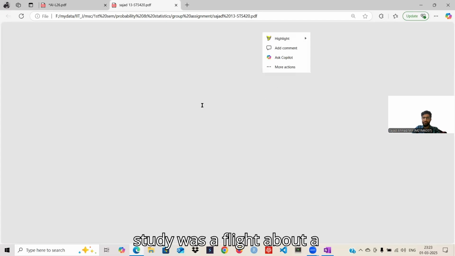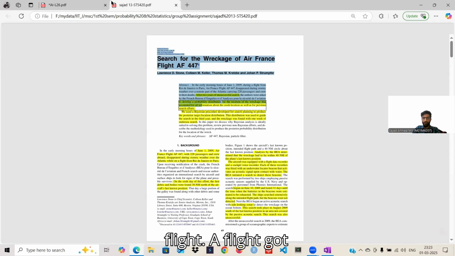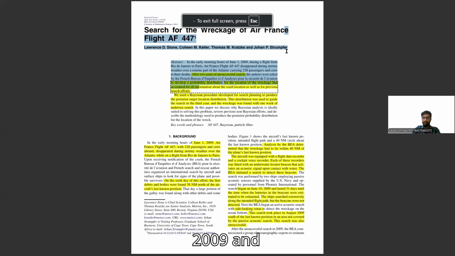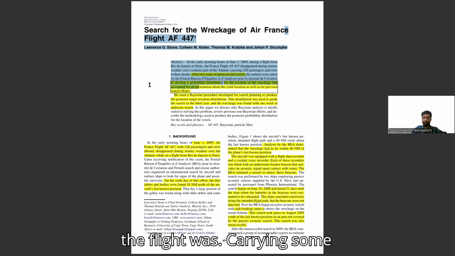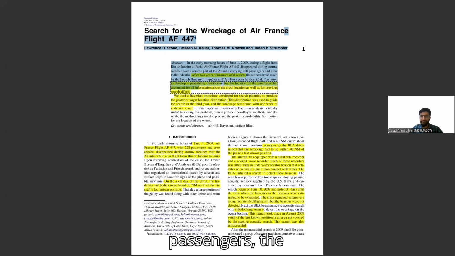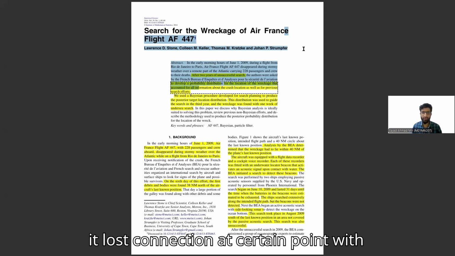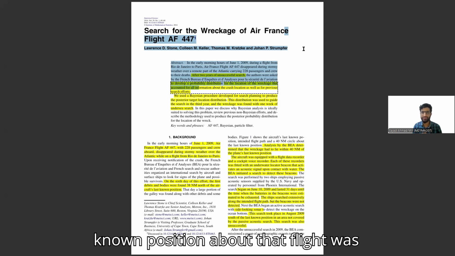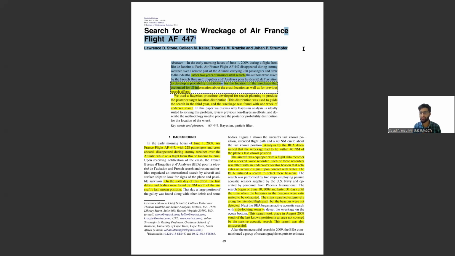One interesting case to study was a flight. A flight went missing in June 2009, carrying some passengers. The Air France flight AF447 disappeared during stormy weather, and at a certain point it lost its radar connection. Only the last known position of the flight was known, and its expected trajectory was also given.